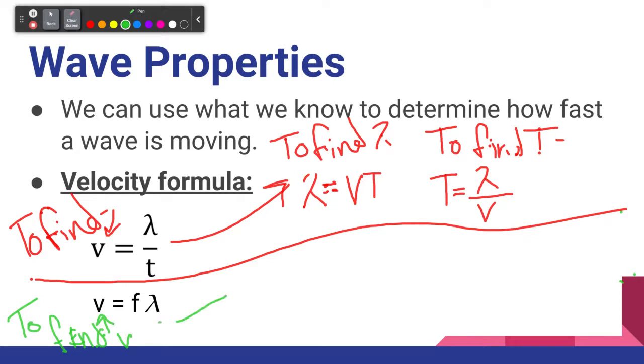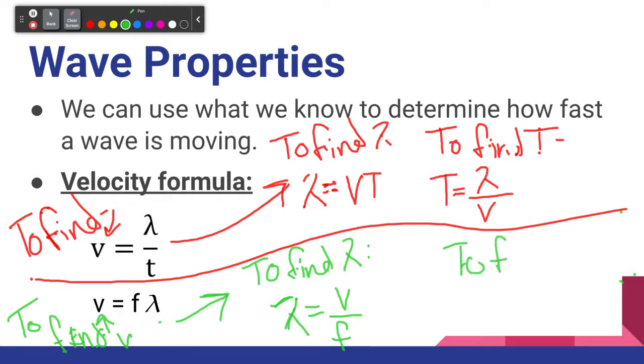Okay, but if we had velocity and we needed to find wavelength, it would be wavelength, lambda, is equal to velocity divided by the frequency. Okay. And then if we needed to find the frequency, then it would just be frequency is equal to velocity divided by wavelength. Okay, and that would give us our frequency.